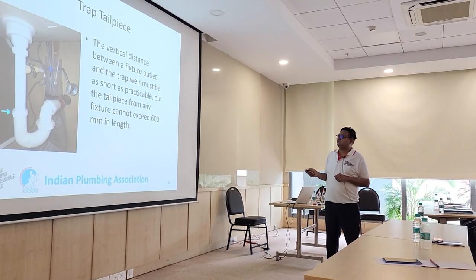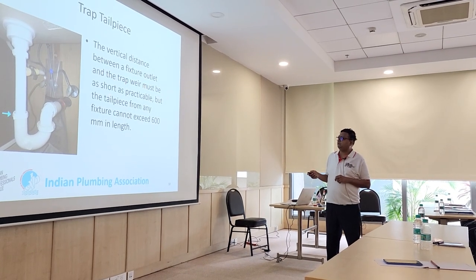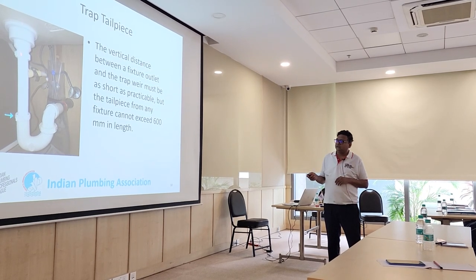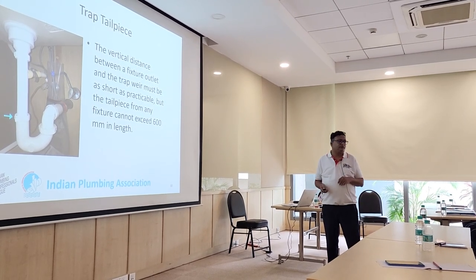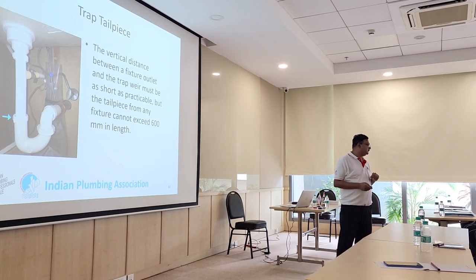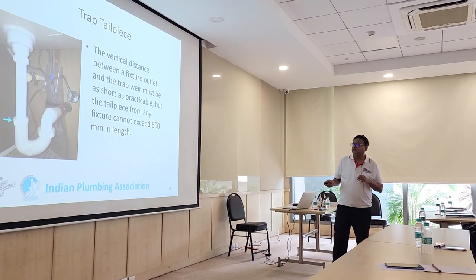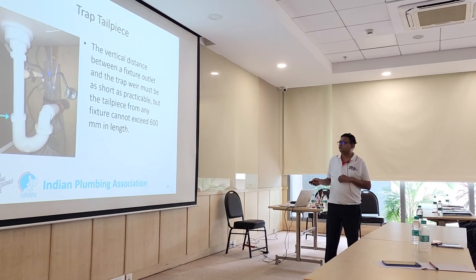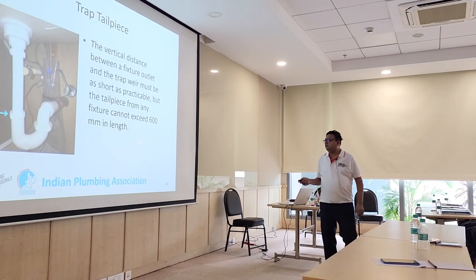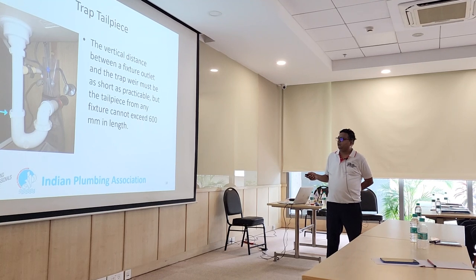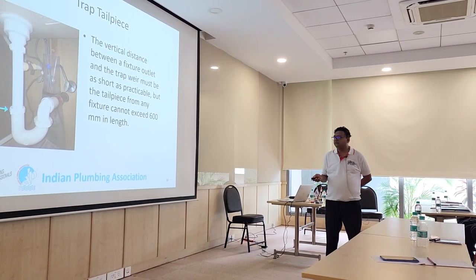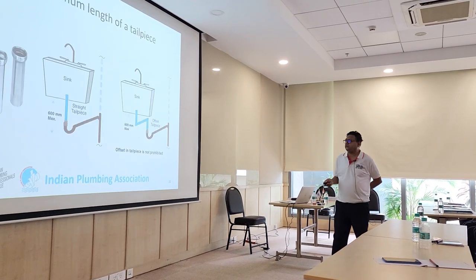The vertical distance between the fixture outlet and the trap here must be as short as practical. What does it mean? This height should be as minimum as possible, so that the trap works effectively. And this cannot be more than 600 mm in height. There is more elaboration in the next slide.